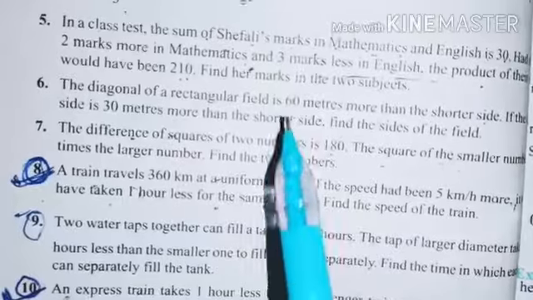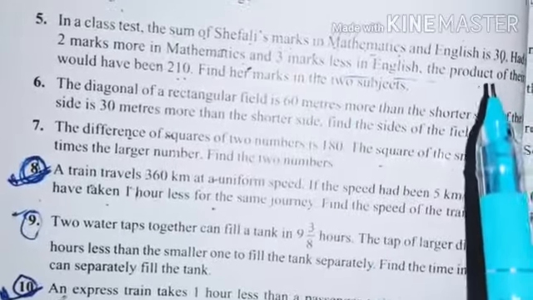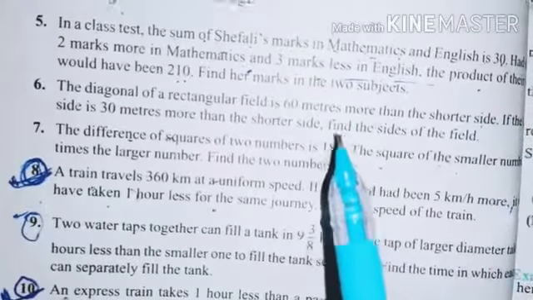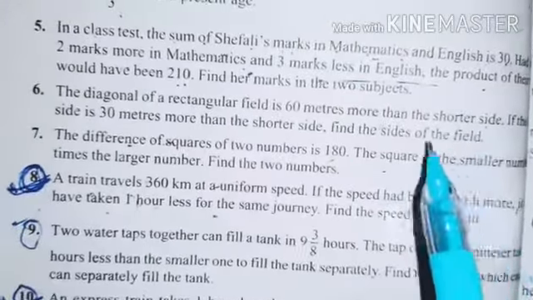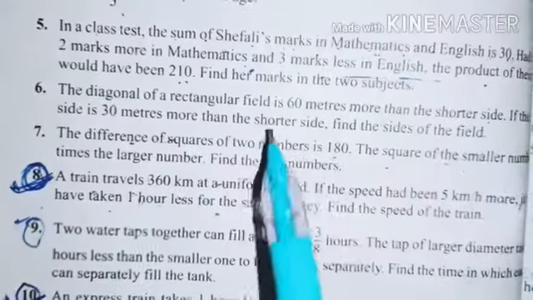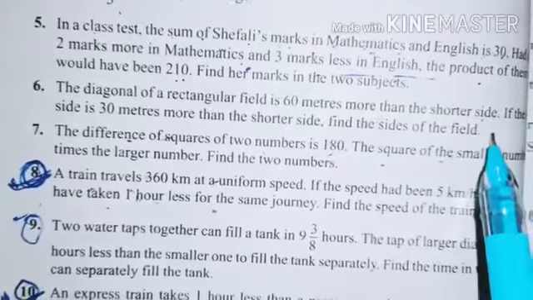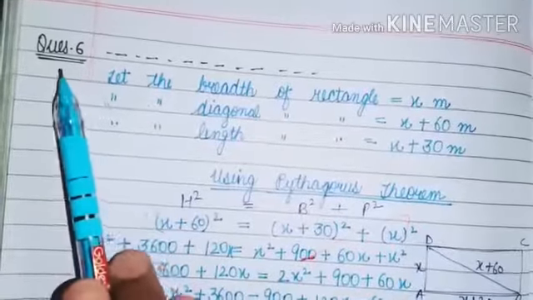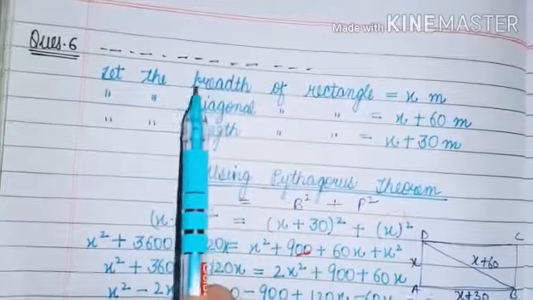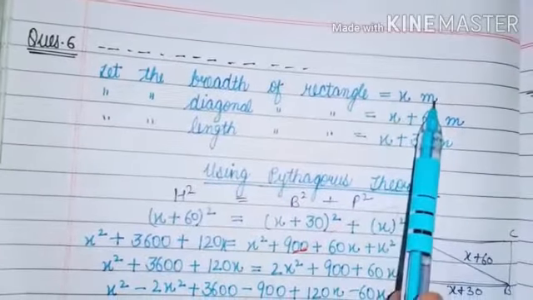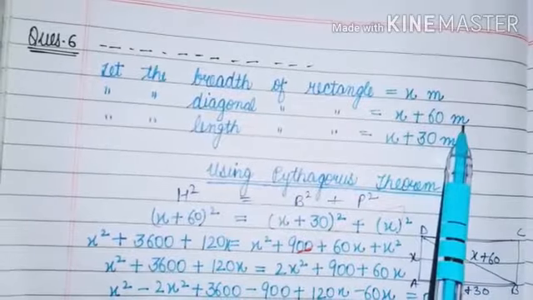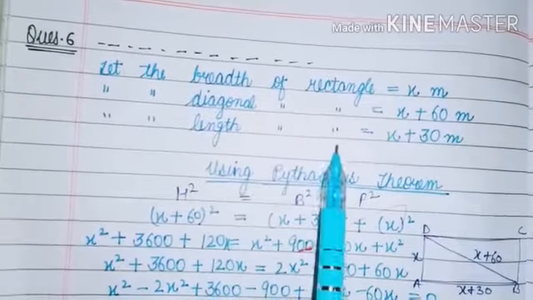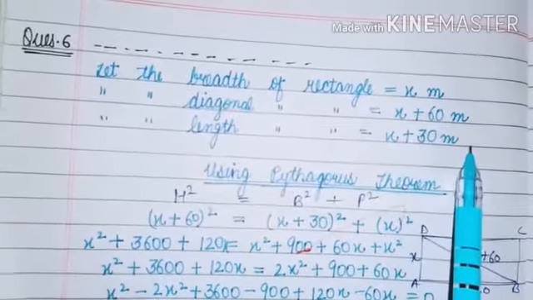So in this question we will let the breadth be x. Now find the sides of the field. It means we have to find the length, breadth and diagonal of the rectangular field. So here the solution is: we will let the breadth of the rectangle be x meters and the diagonal of the rectangle be x plus 60, as given in the question, and the length of the rectangle be x plus 30 meters.